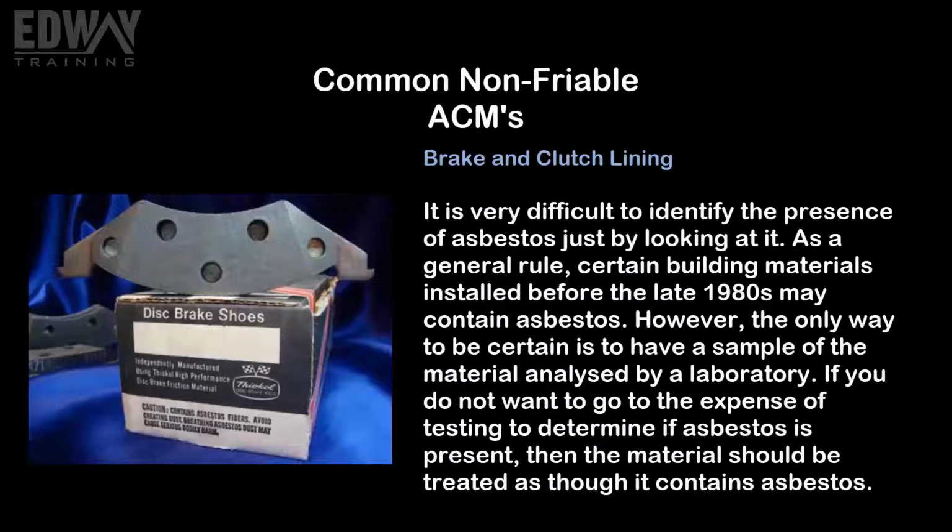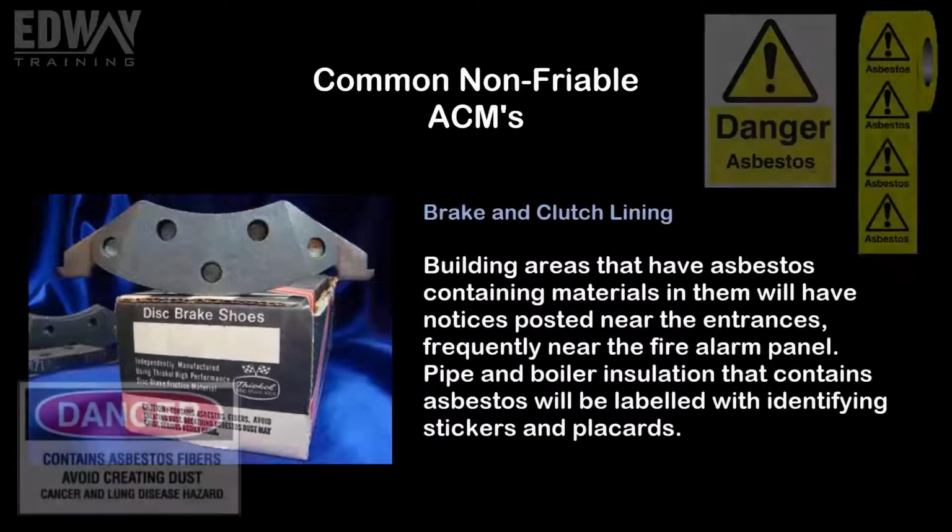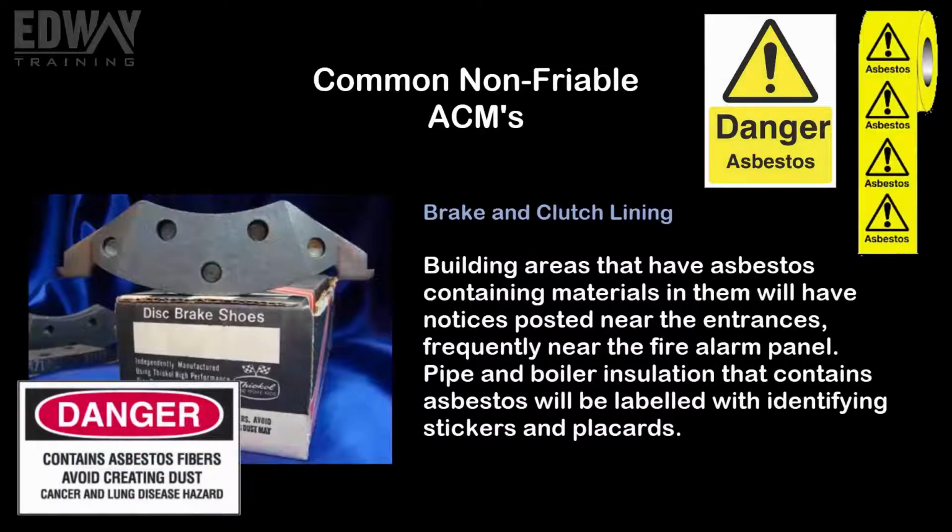If you do not want to go to the expense of testing to determine if asbestos is present, then the material should be treated as if it contains asbestos. Building areas that have asbestos containing materials in them will have notices posted near the entrances, frequently near the fire alarm panel. Pipe and boiler insulation that contains asbestos will be labelled with identifying stickers and placards.